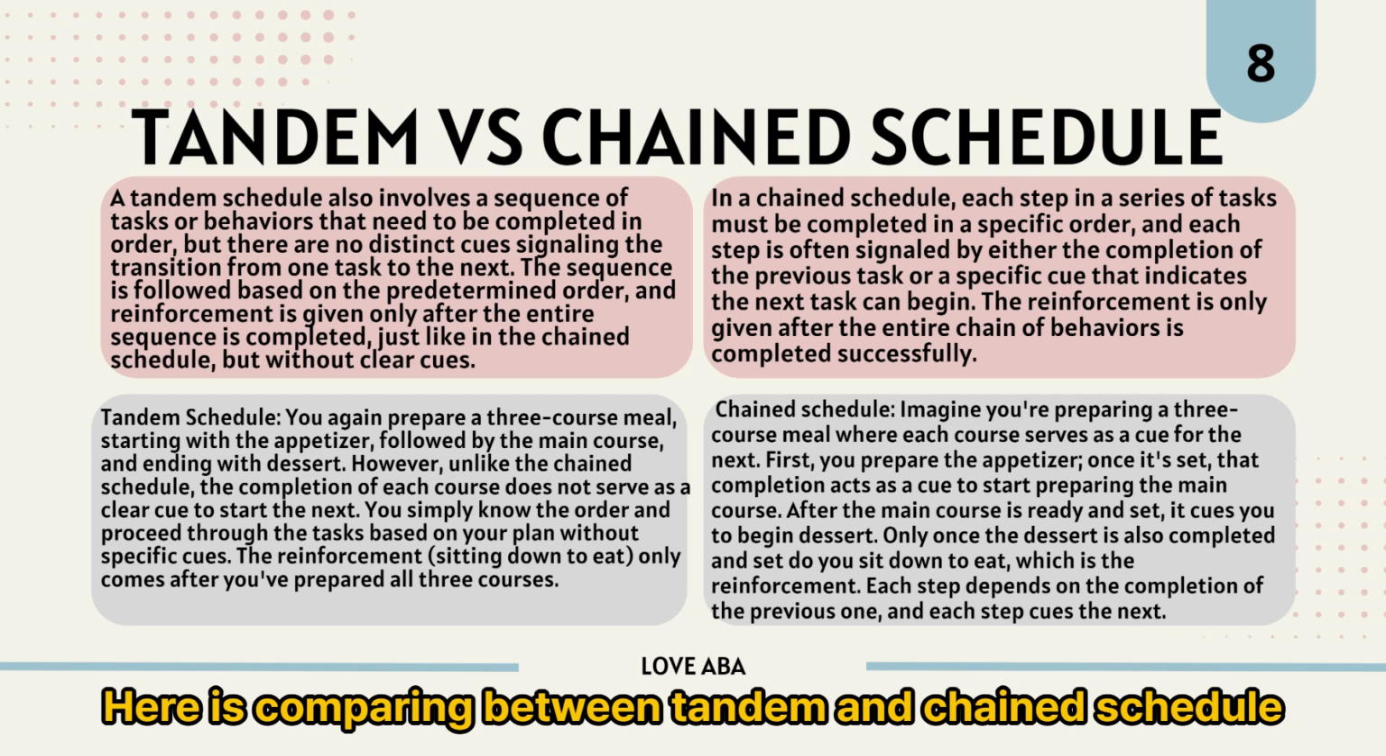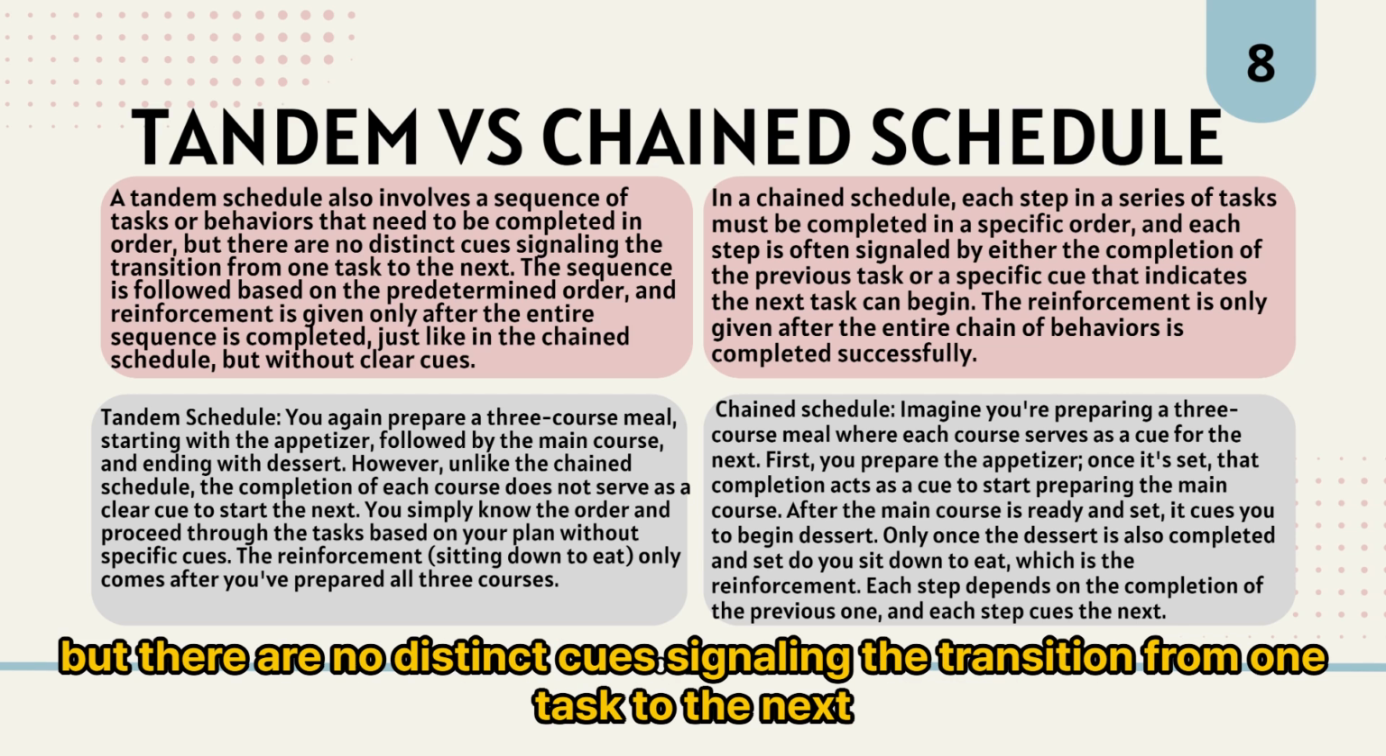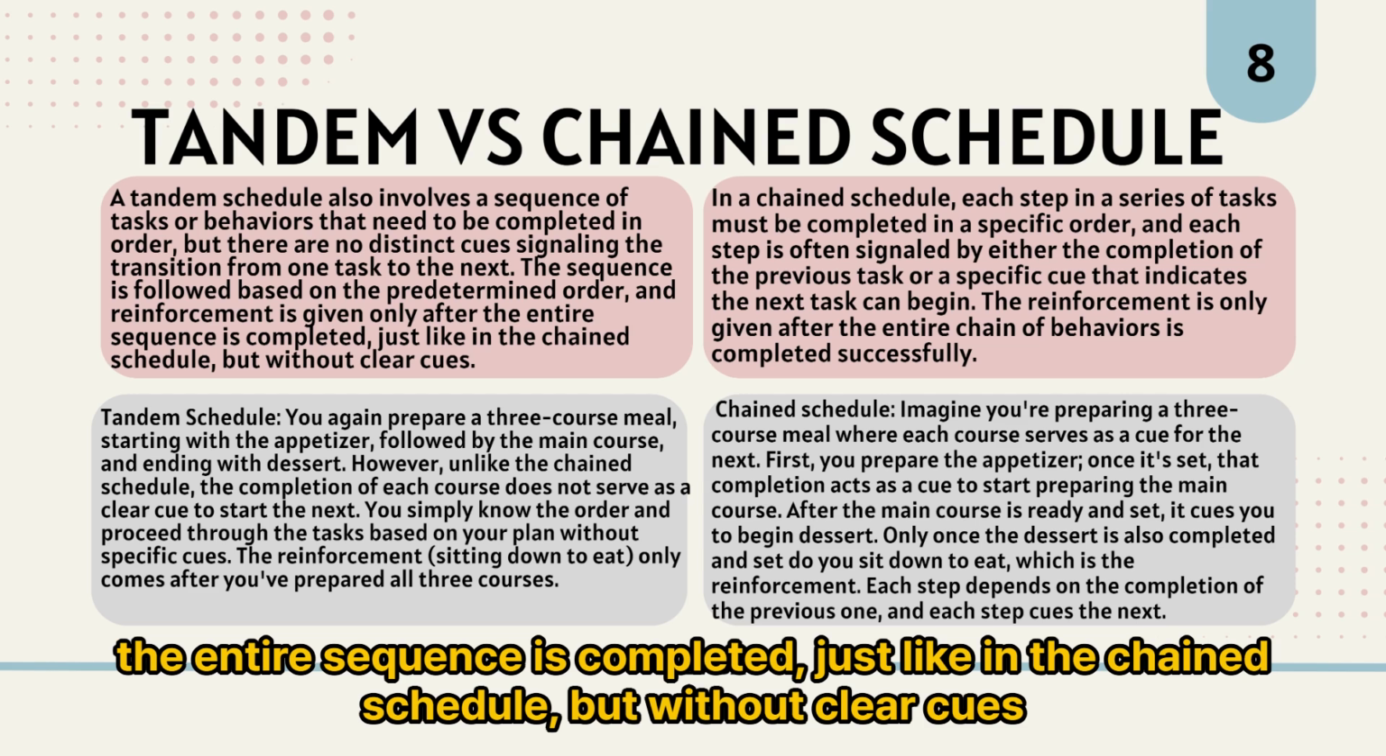Here is a comparison between tandem and chained schedule. A tandem schedule also involves a sequence of tasks or behaviors that need to be completed in order, but there are no distinct cues signaling the transition from one task to the next. The sequence is followed based on the predetermined order, and reinforcement is given only after the entire sequence is completed, just like in the chained schedule, but without clear cues.